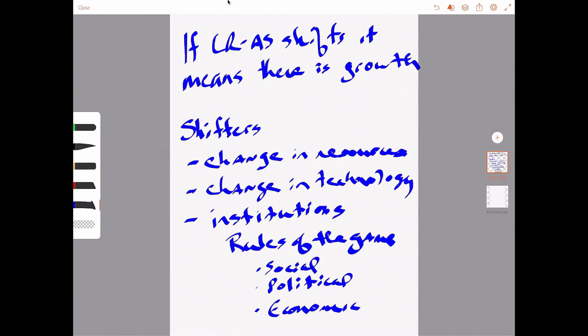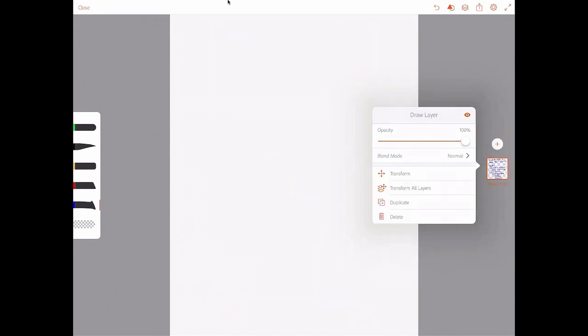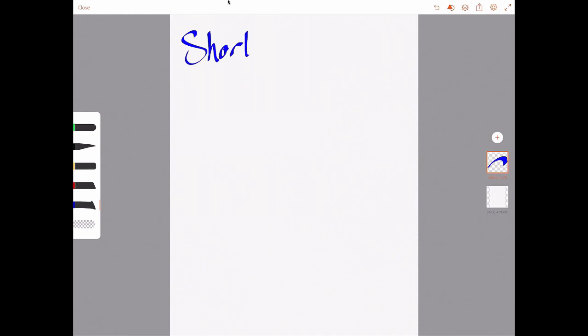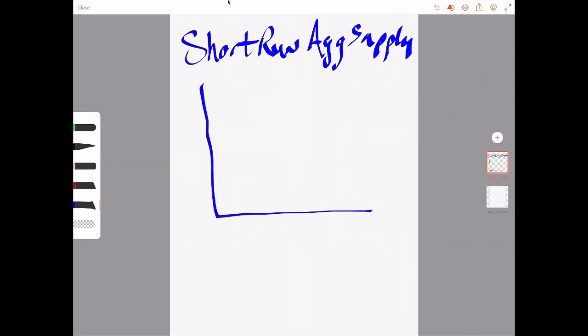So let's move on and take a look now at the trickier of the two curves, and that's the short-run aggregate supply curve. The short-run curve looks more like the supply curves you're familiar with. This is our upward sloping curve. So here is our GDP, here's our price level, and so here's what our short-run aggregate supply curve looks like, this upward sloping curve.